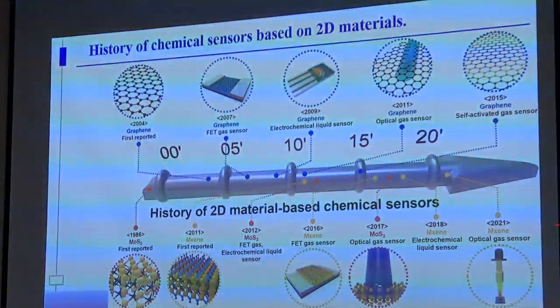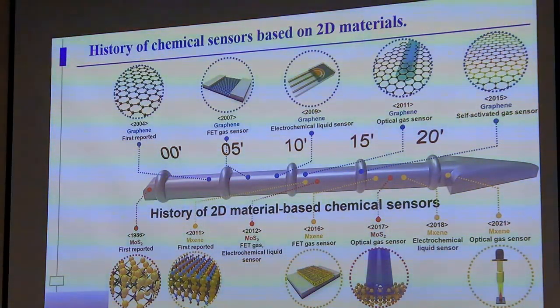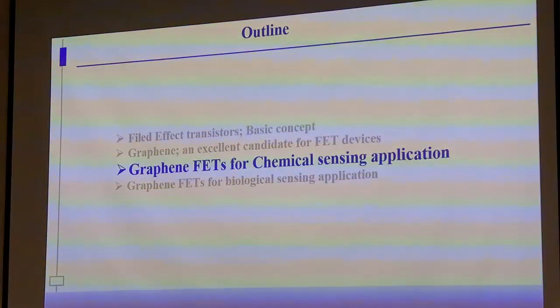We will not discuss these other 2D materials today. We will just talk about some examples based on graphene FET devices. These other materials are also very interesting. For example, MXenes or TMDCs are pretty interesting semiconductors for biological or chemical sensing applications. So the first topic is graphene FET devices for chemical sensing applications.